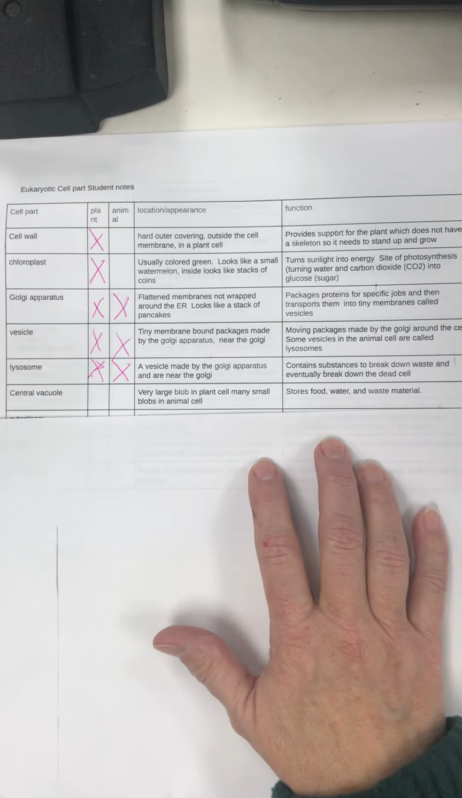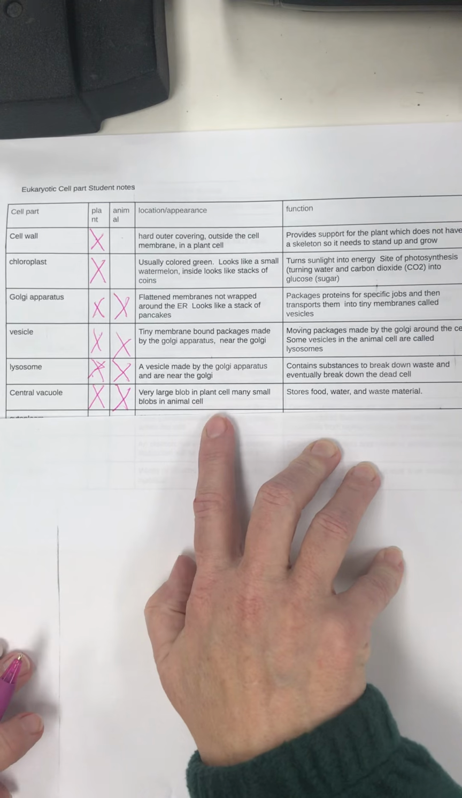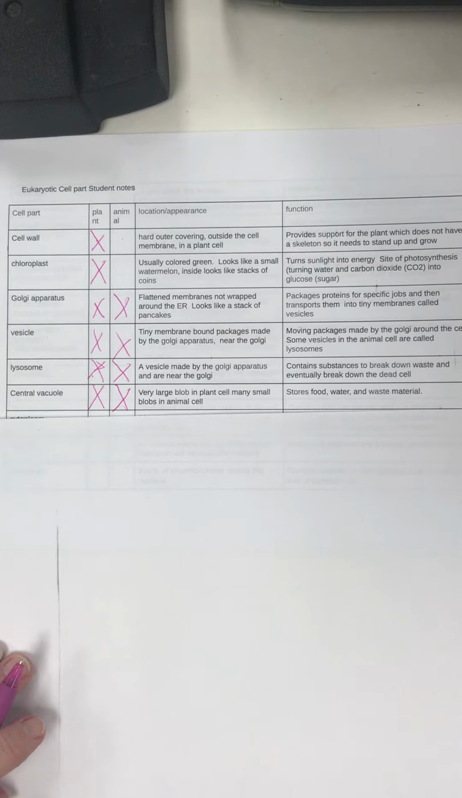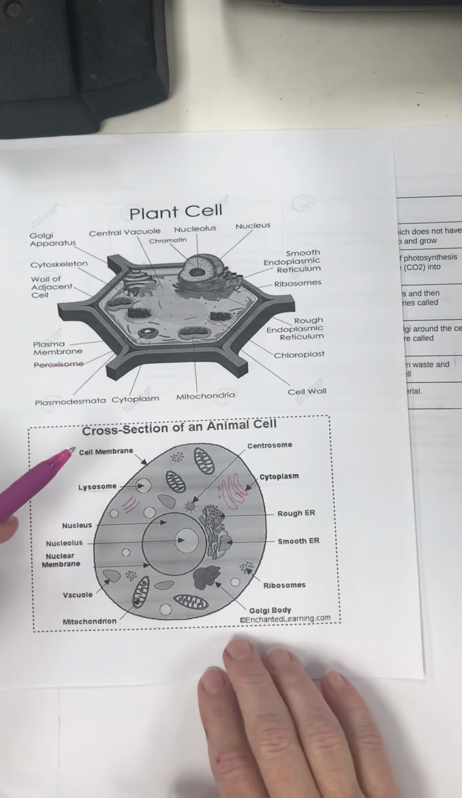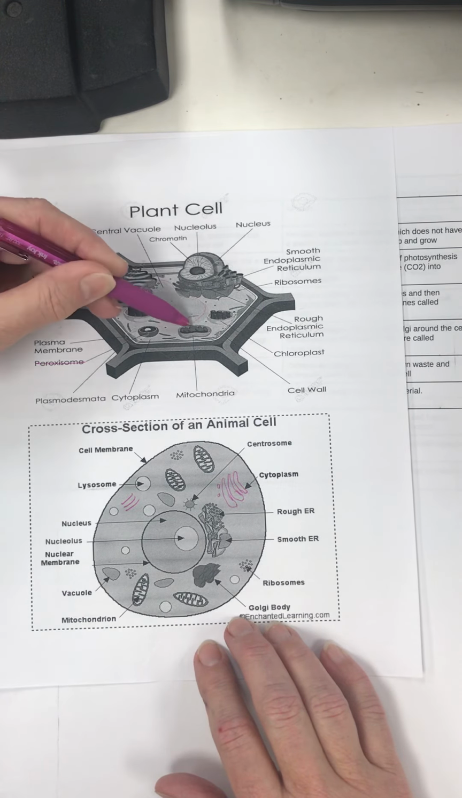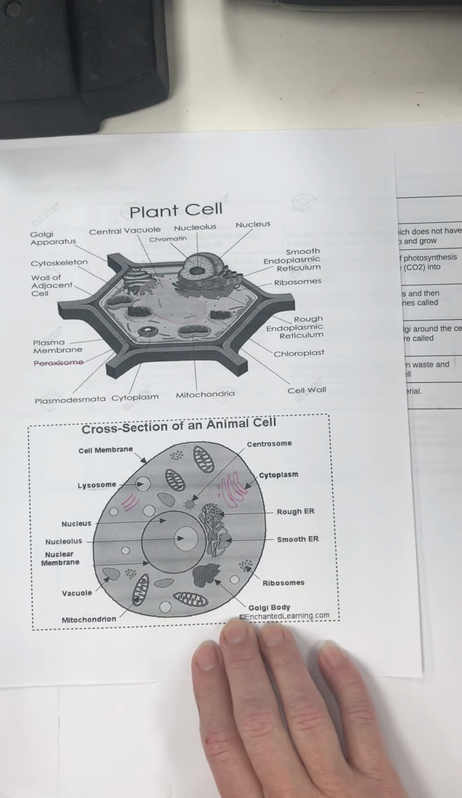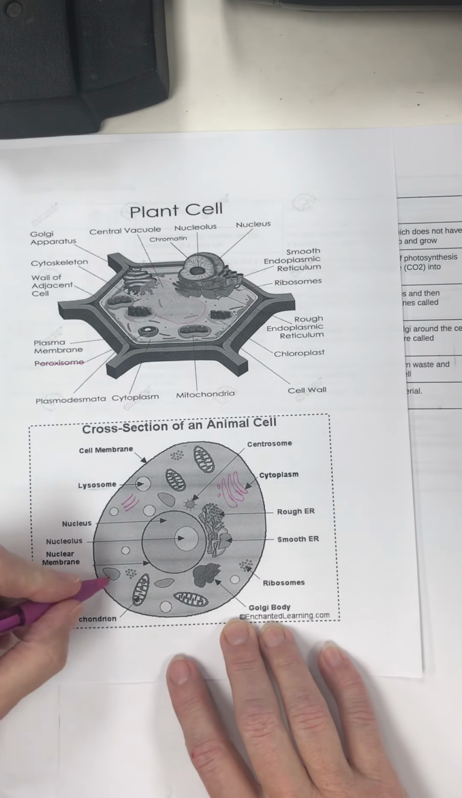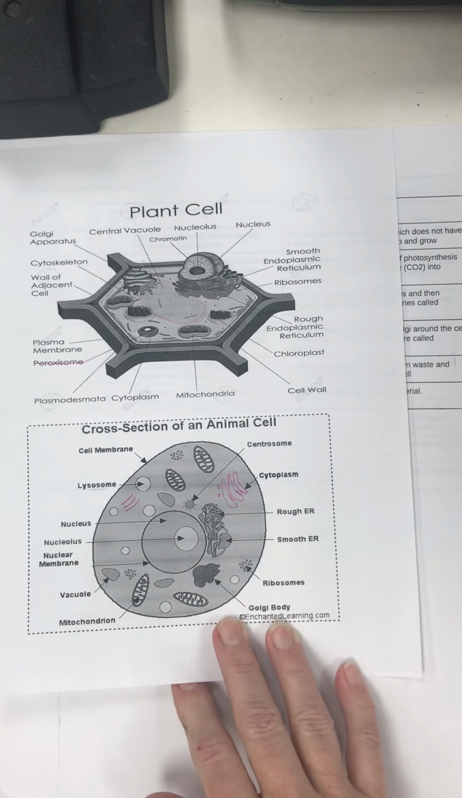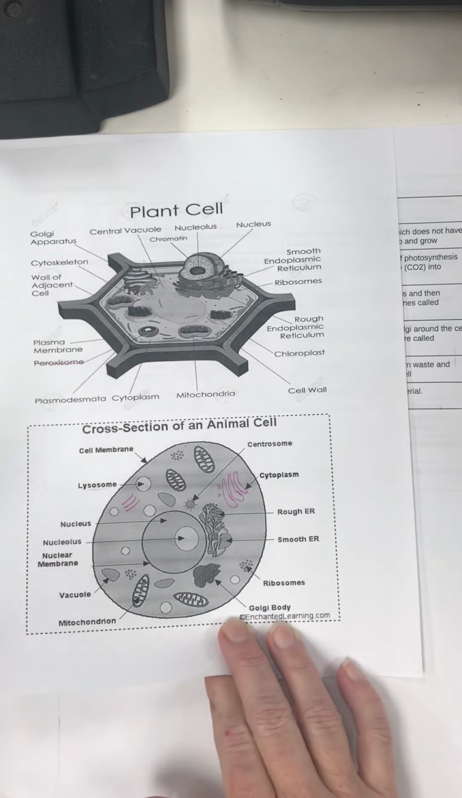All right, central vacuole. They're in both. It says it's a very large blob in a plant cell, very small blobs in an animal cell, stores food, water, and waste material. So the central vacuole, you can barely see it on this, but there's a big one, actually. It takes up a good chunk of the space inside the plant cell. But in the animal cell, here's one, it's very small. The reason it's a lot smaller in the animal cell is you're able to store food in fat cells, and plants are not able to do that, so they need more storage space.